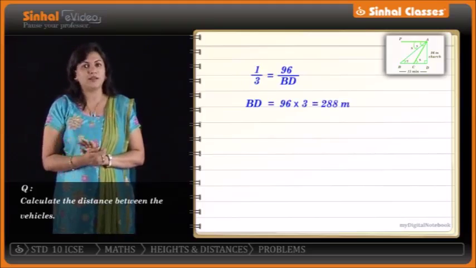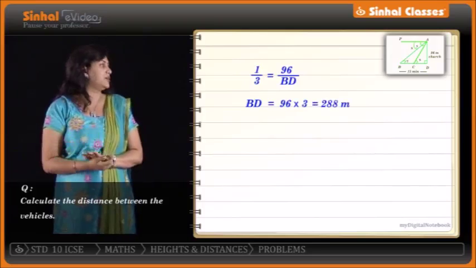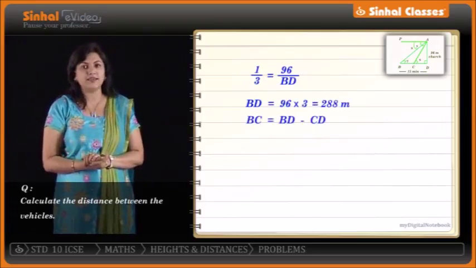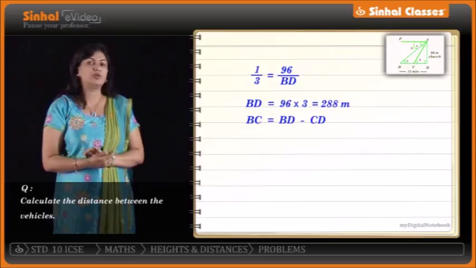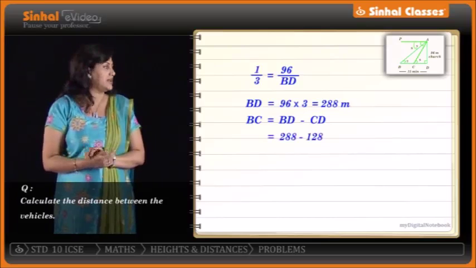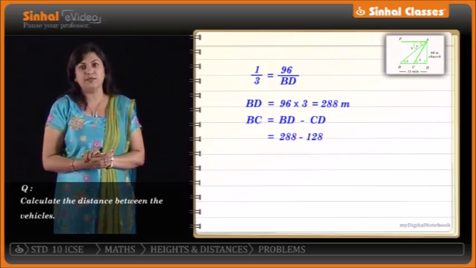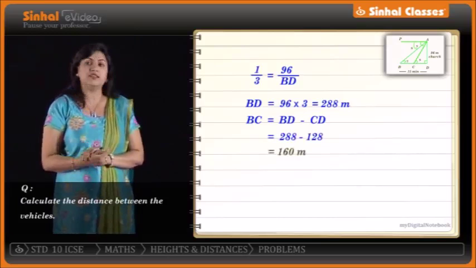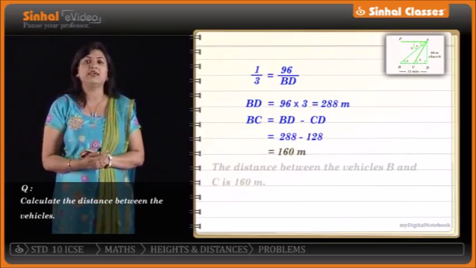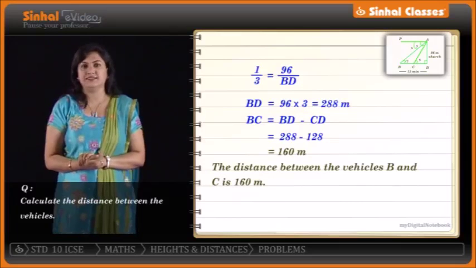Now we want to calculate BC. BC is equal to BD minus CD. That is 288 minus 128, which is 160 meters. So the distance between the vehicles B and C is 160 meters.